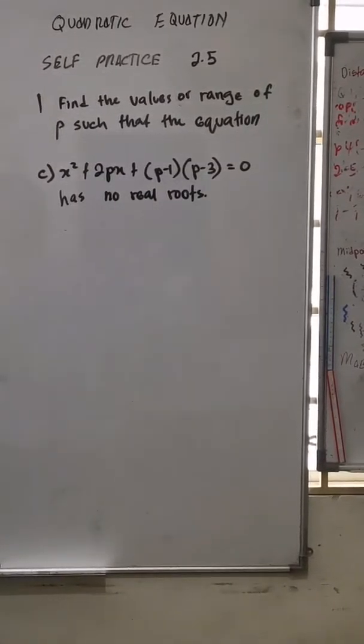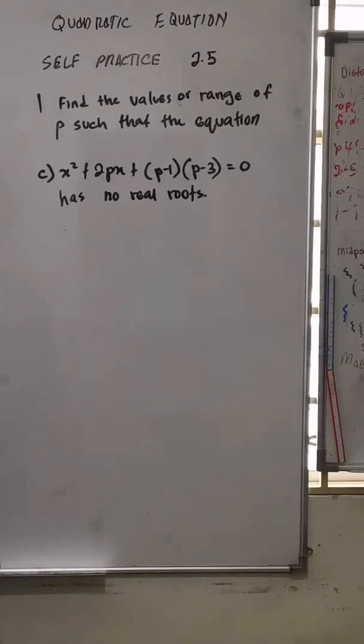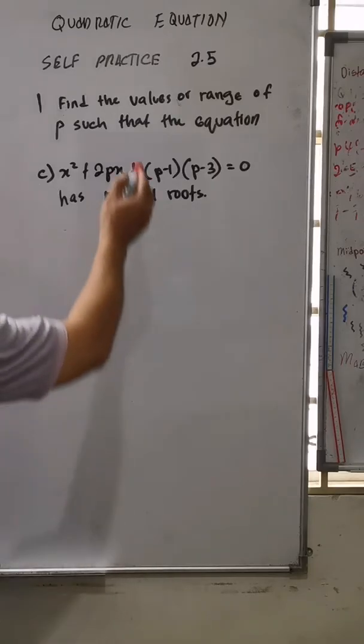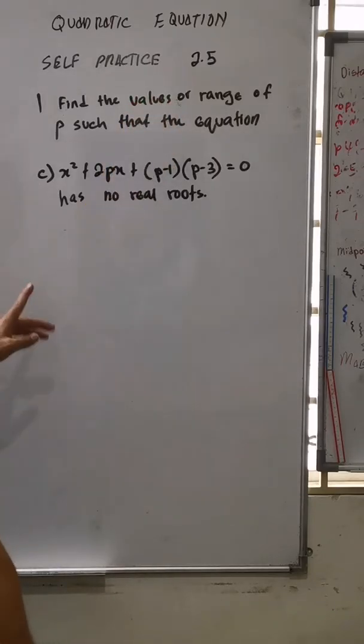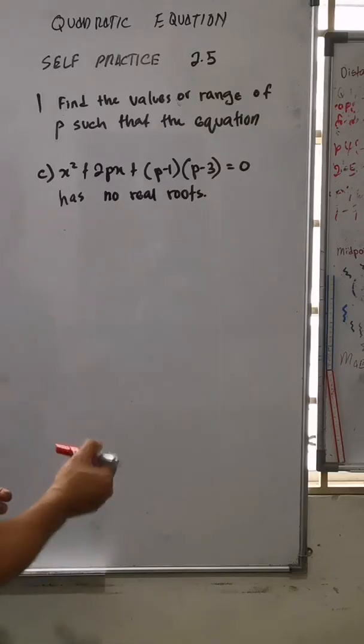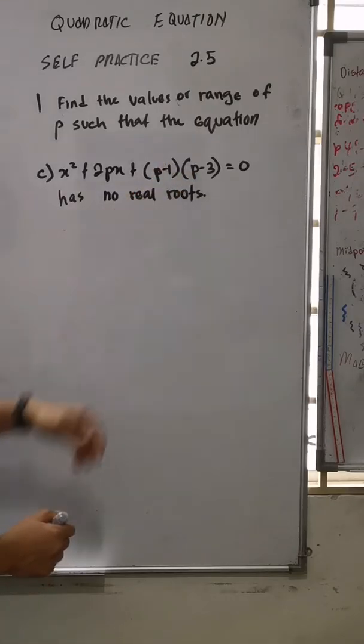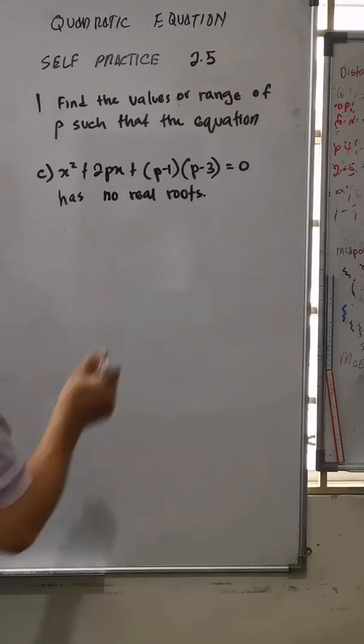Okay, C. x squared plus 2px plus (p minus 1)(p minus 3) equal to 0 has no real root. So find the range of values of p. In this case, no real root. So the assumption will be b squared minus 4ac less than 0. Okay? Because no real root. But anyway, I prefer to expand the bracket first.